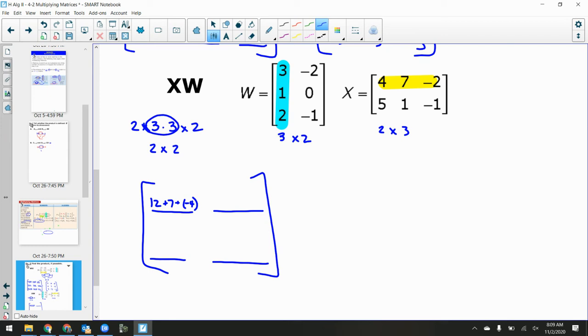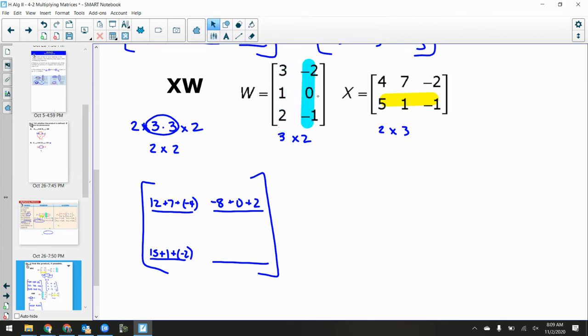Okay, this is row 1, column 2. So I'm sticking with row 1 out of my first, and now I'm saying column 2. I'd love to have a 0. Love to see a 0. Negative 2 times 4, 0 times 7, negative 1 times negative 2, positive 2. Okay, row 2, column 1. 3 times 5, 1 times 1, negative 1 times 2. Last one, row 2, column 2. Negative 2 times 5, 0 times 1, negative 1 times negative 1, positive 1.